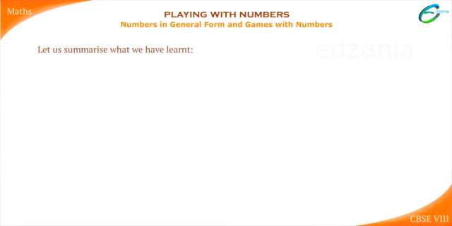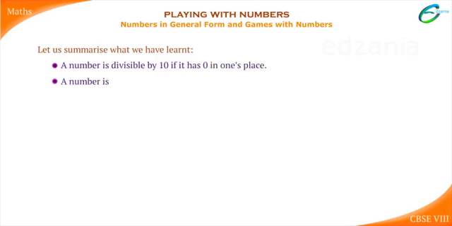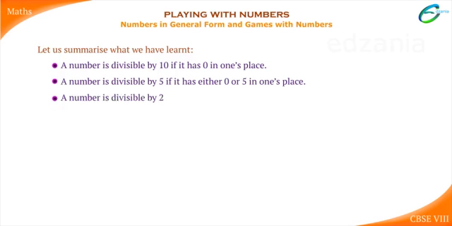Let us summarize what we have learned. Remember that a number is divisible by 10 if it has 0 in ones place. Remember that a number is divisible by 5 if it has either 0 or 5 in ones place. A number is divisible by 2 if its ones digit is an even number or divisible by 2.